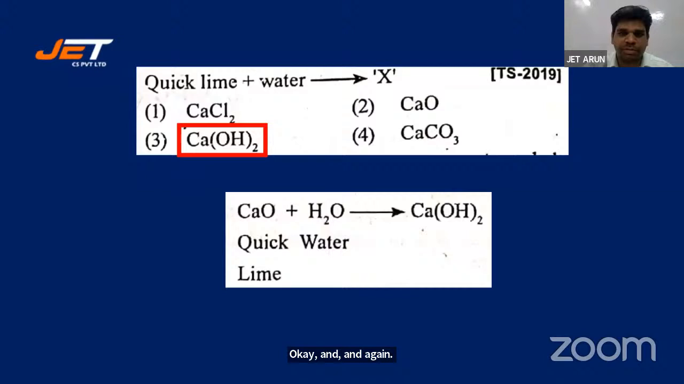So here is the reaction. Quicklime plus water gives rise to calcium hydroxide. Sorry. All right. CaO plus H2O gives rise to Ca(OH)2. Let's go for the next one, students.